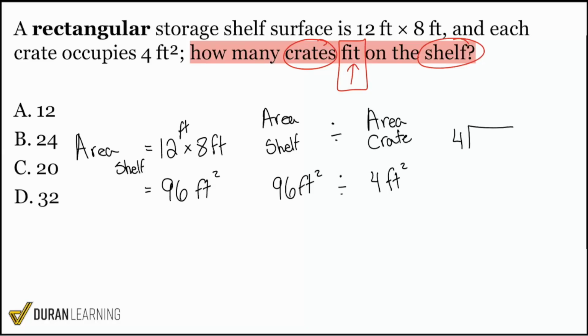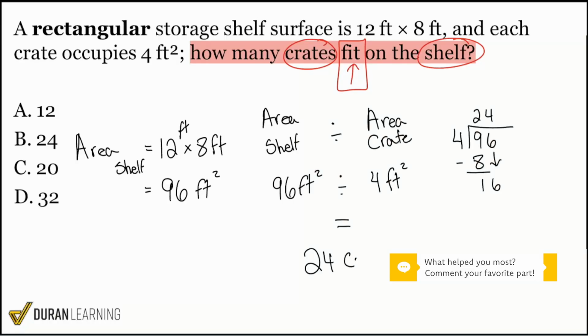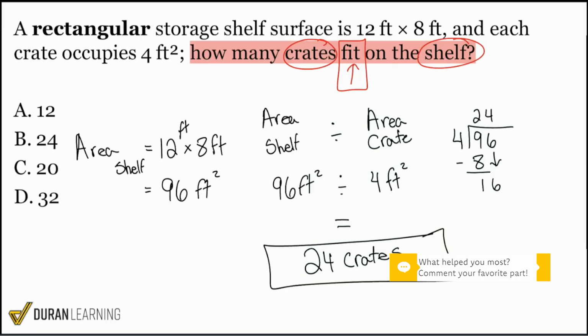4 dividing into 96. 4 goes into 9. That'll be twice. Subtract 8 because 2 times 4 is 8. And then from there, drop that 6, and we will divide 4 going into 16. That will be 4. So with that said, boom, there we go. We have 24 crates that can fit on this storage shelf. And the correct answer here, my party people, is answer choice B.